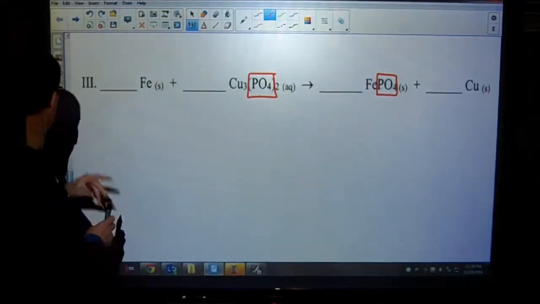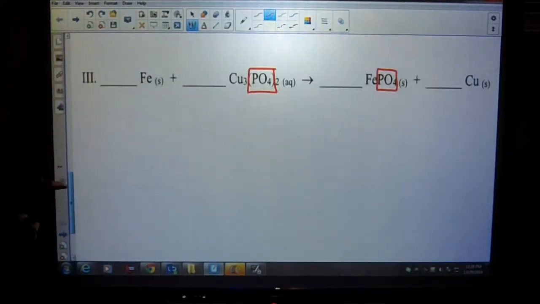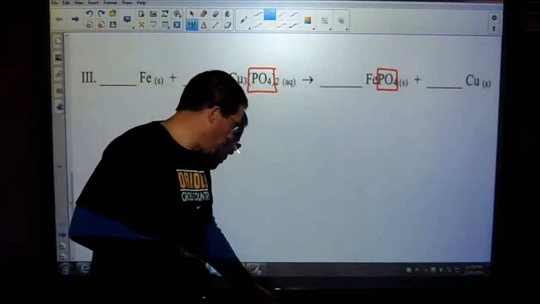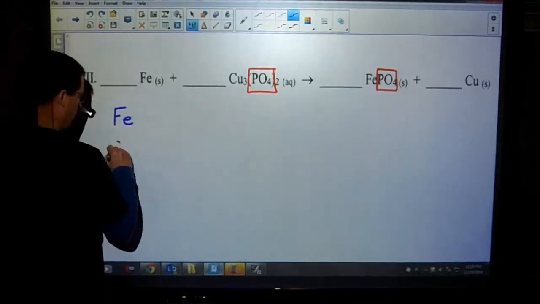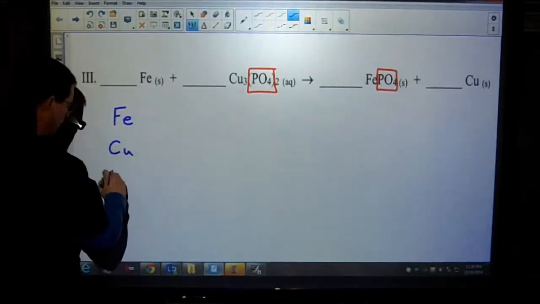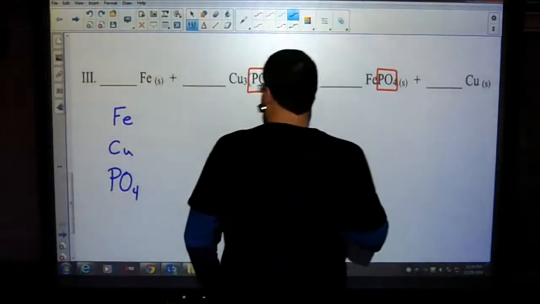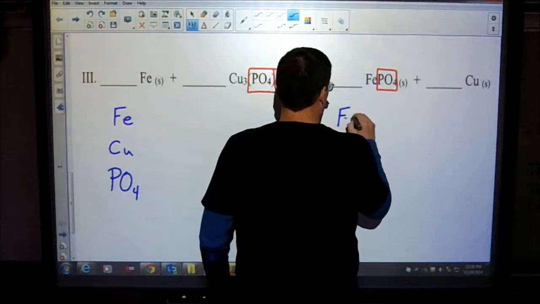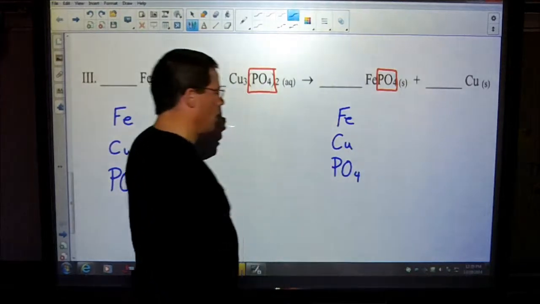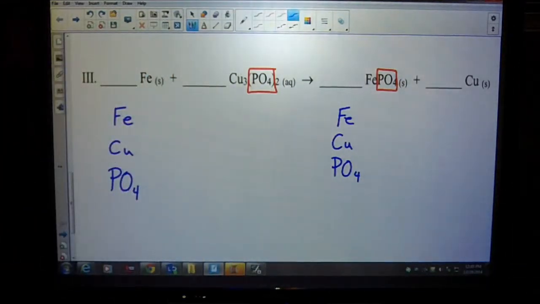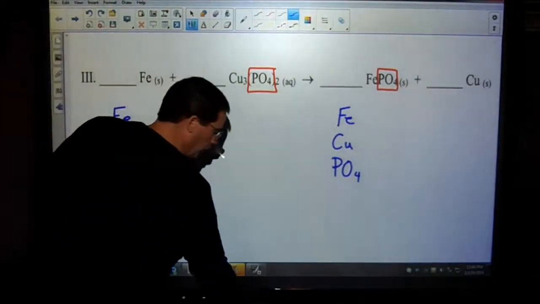Now, if you're not comfortable with that and you still want to do this, that's fine, but this is a shortcut. Okay, so when I do this, what I'm going to do is I'm going to write down these things. I'm going to have iron, I'm going to have copper, and I'm going to have phosphate. Okay, I'm not going to put the charge on the phosphate since you can't see it. Do the same thing over here. I'll have iron, I'll have copper, I'll have phosphate. Okay, and notice that the PO4s don't change from here to here. There's still -3 on both sides, but my inventory gets kind of fun.